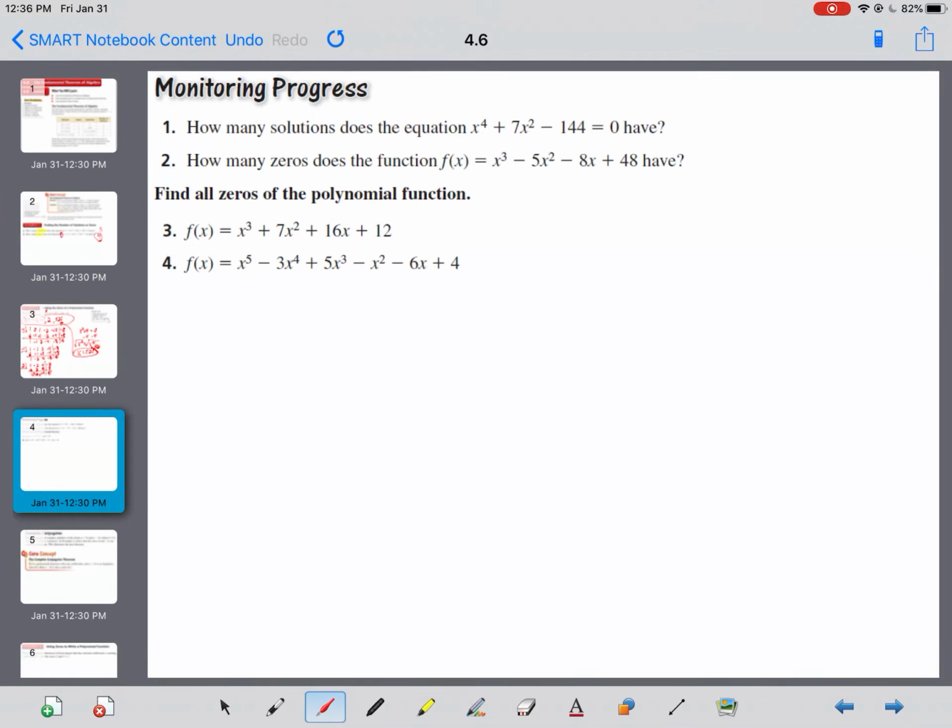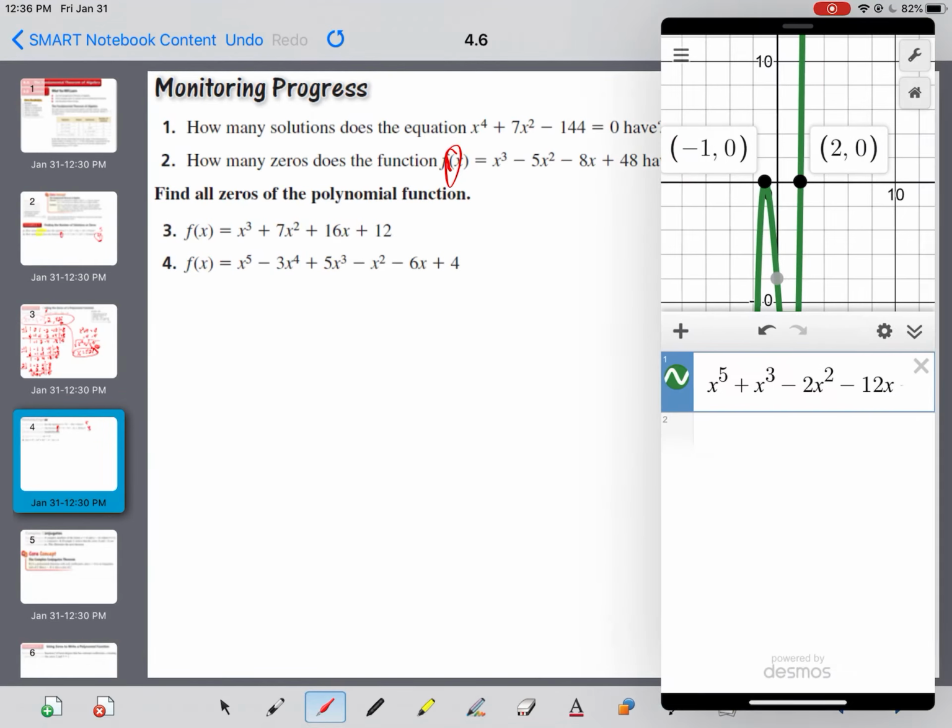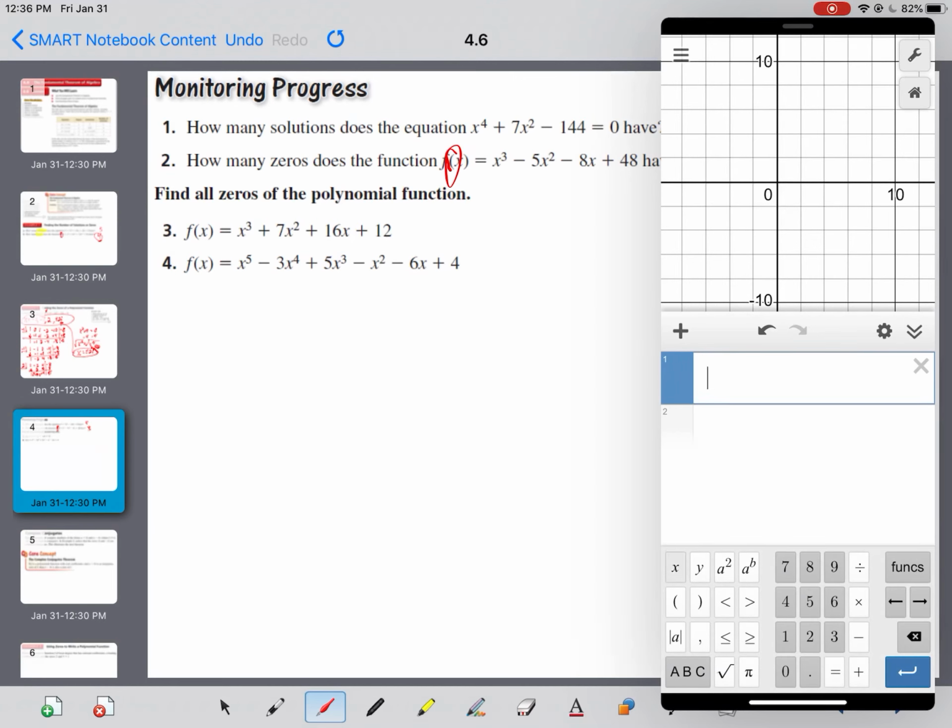How many solutions does the equation x to the 4th have? It's got 4. How many zeros? Doesn't matter, same deal, make that 0. How many solutions? It's got 3. Find all the zeros of the polynomial function x to the 3rd plus 7x squared plus 16x plus 12.